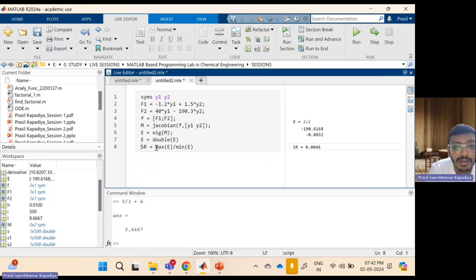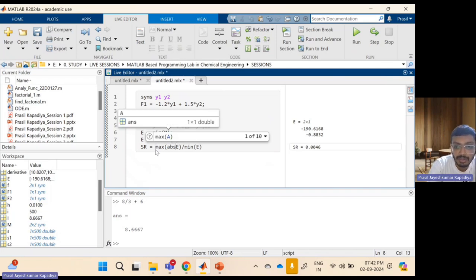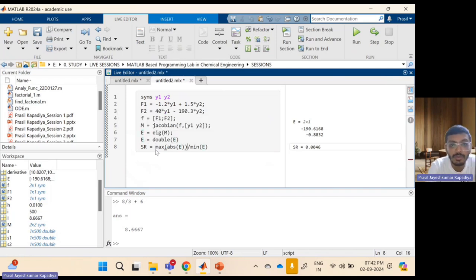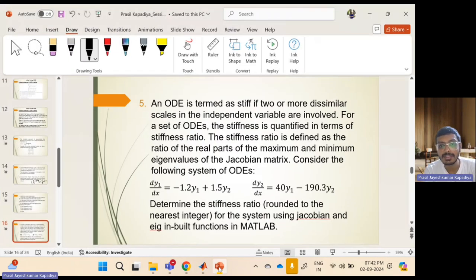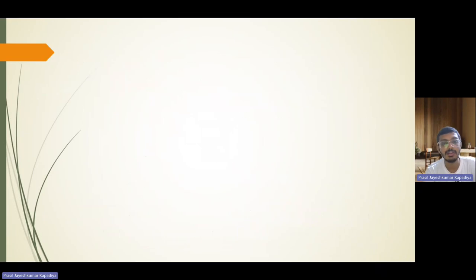One more thing. We need to take the absolute value, not this actual value, because it's a ratio. We need to take the absolute of both. Now let's see. My stiffness ratio is coming out to be 215.8158. So this is how we can calculate stiffness ratio. Now let's move ahead with the next question.